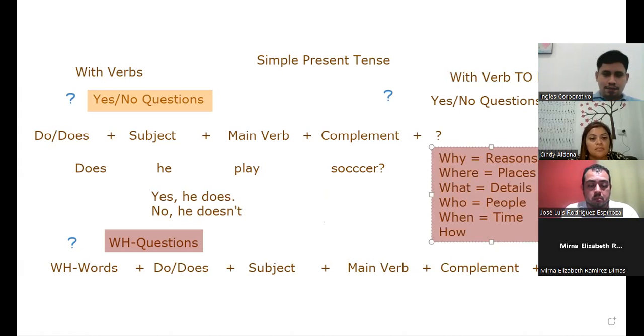Veo que por aquí alguien ya escribió. Where are you from? Yes, that's a good question. When we're asking about where someone lives. When is your birth date? Yes. Good. What else? Any other example? What time is it? Okay, what does she watch TV? Who is he? Where do you play rugby?